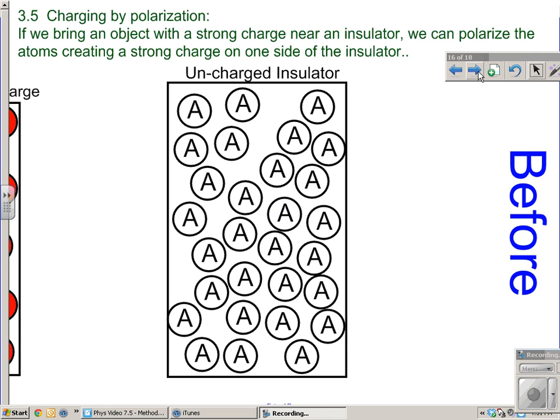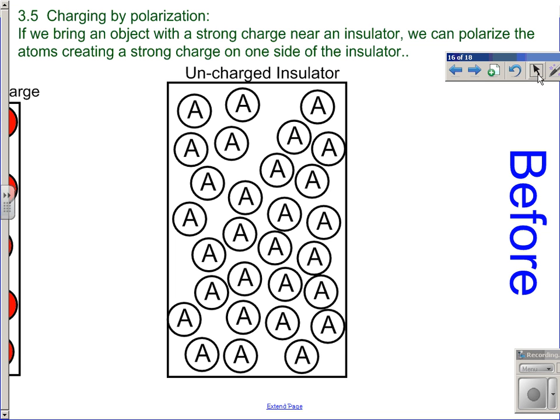The last type of charging is technically not really even a type of charging. It's very similar to induction, but it doesn't result in charged objects, okay? So we're going to do the same thing. We're going to bring an object with a strong charge near an object. This time it's going to be an insulator instead of a conductor. And what happens is you polarize the atoms, okay?